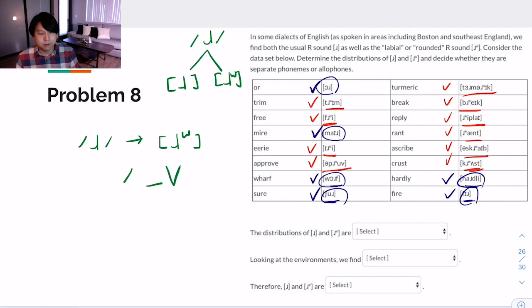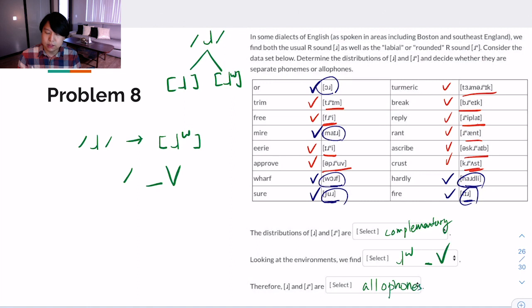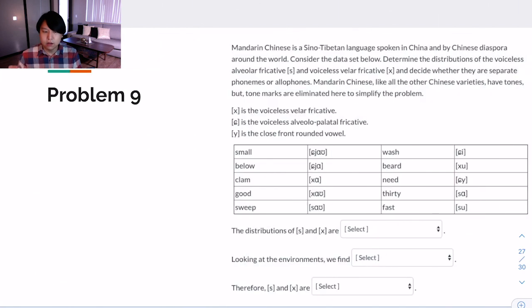That was number 8. So distributions are complementary. Looking at the environment, we find that labial R exists only before a vowel. Therefore, they are a single phoneme, allophones of a single phoneme. Done. Number 9. It's about Mandarin Chinese.